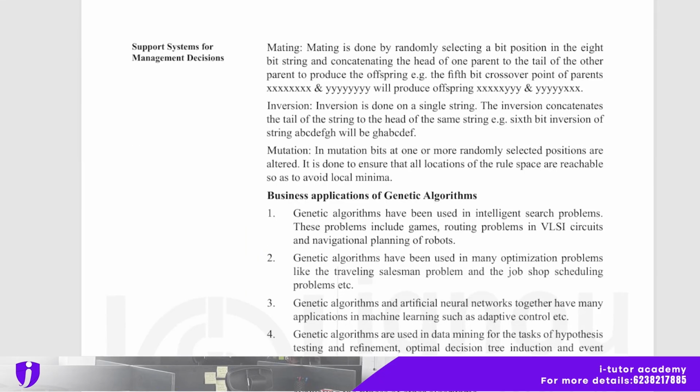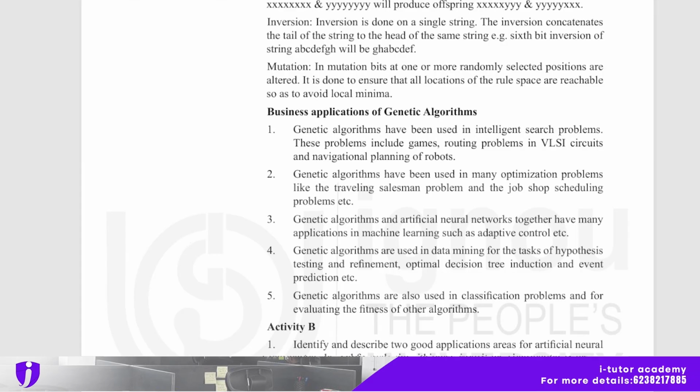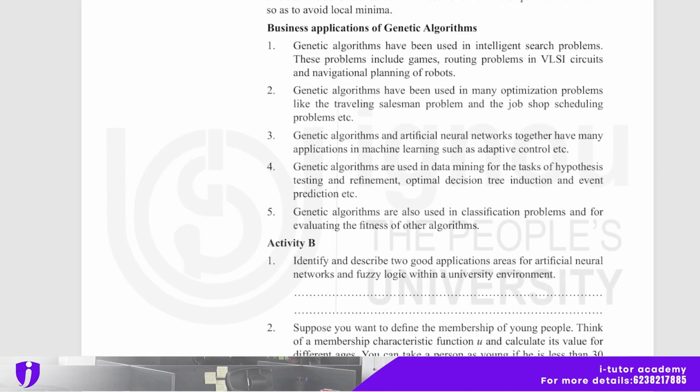And business application of genetic algorithm. What are the business applications? Genetic algorithms have been used in intelligent search problems, and these problems include games and routing problems in VLSI circuits and navigational planning of robots. And genetic algorithms have been used in many optimization problems like the traveling salesman problem and the job shop scheduling problem, etc. Genetic algorithms and neural networks together have many applications in machine learning, such as adaptive control, etc.